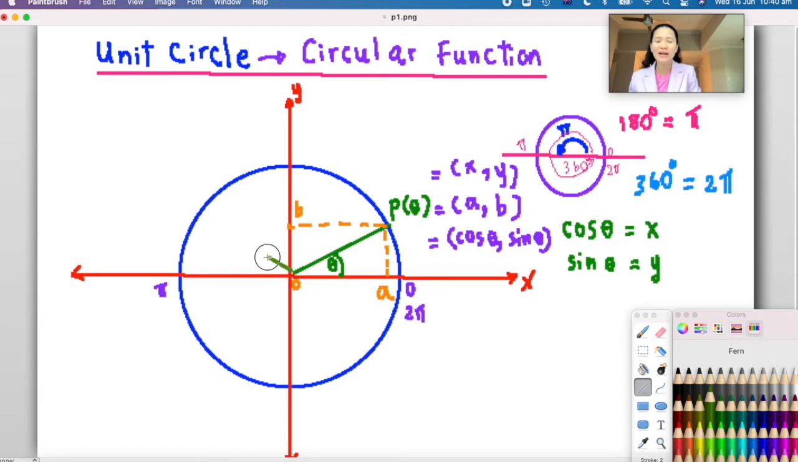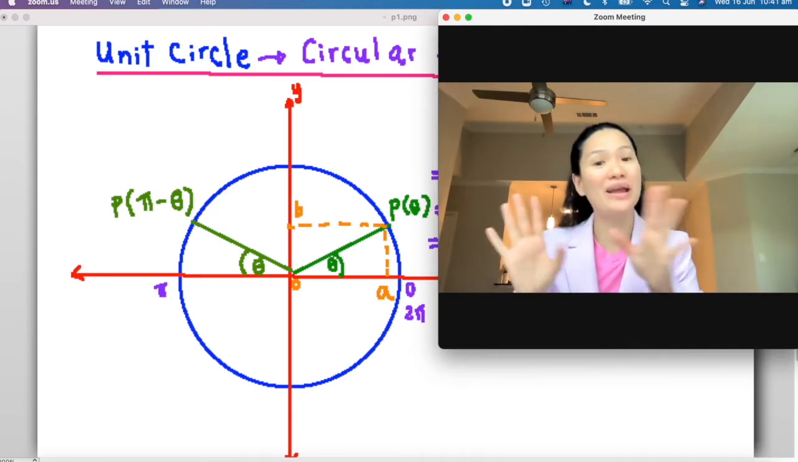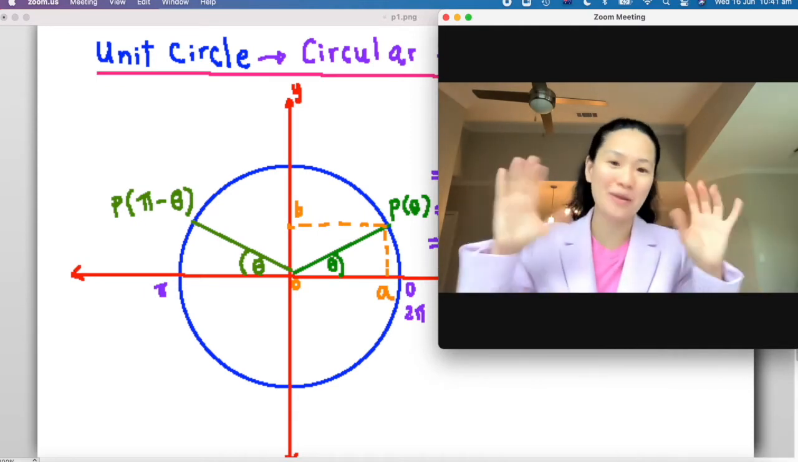But if you go this way, with theta as well, the same theta, the same side of theta here, what is this point exactly? Can you see something? 0 to pi is pi. And then you minus theta. So this point is pi minus theta. Does it make sense? I hope this makes sense for you. We try to go step by step.